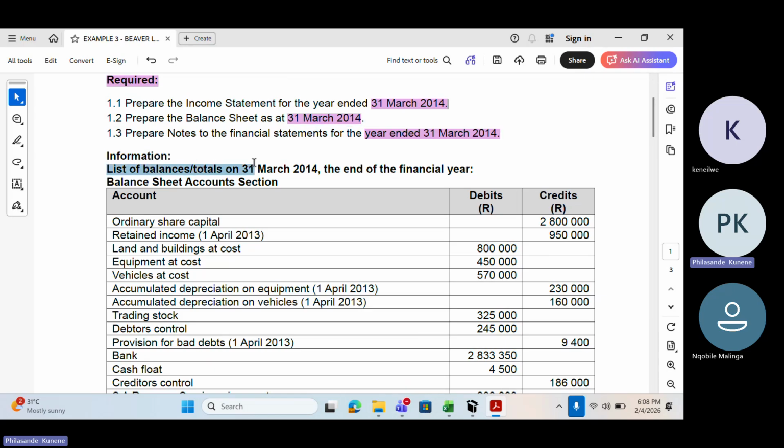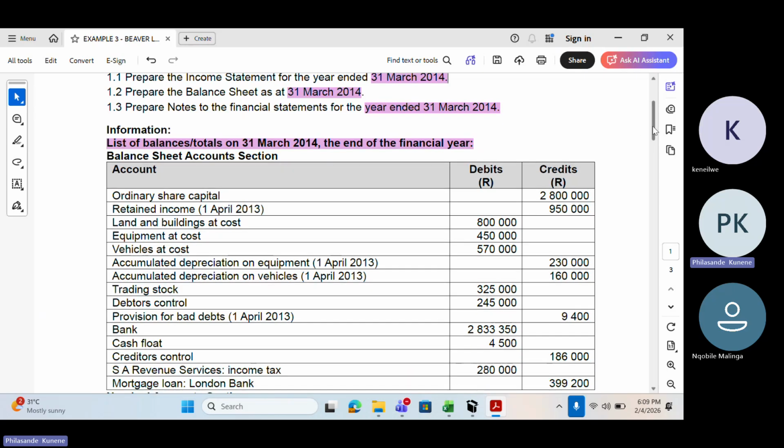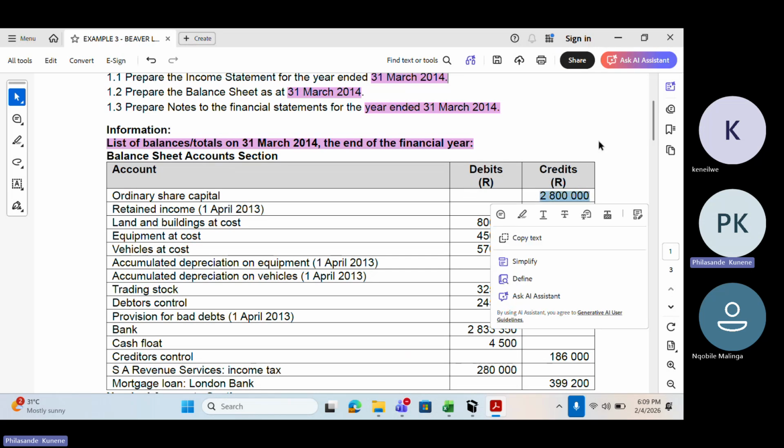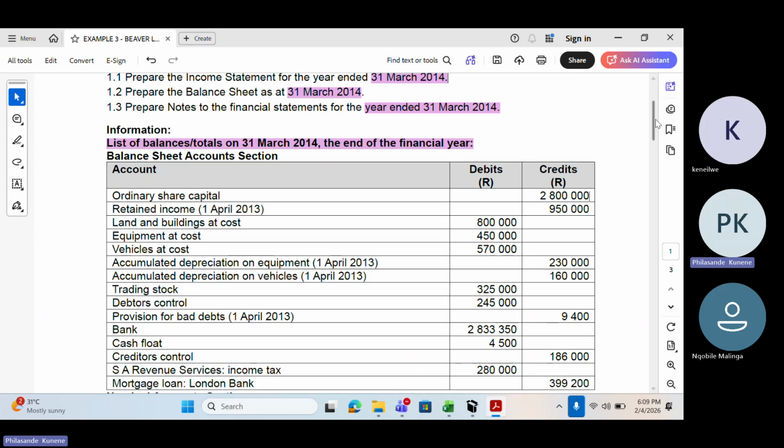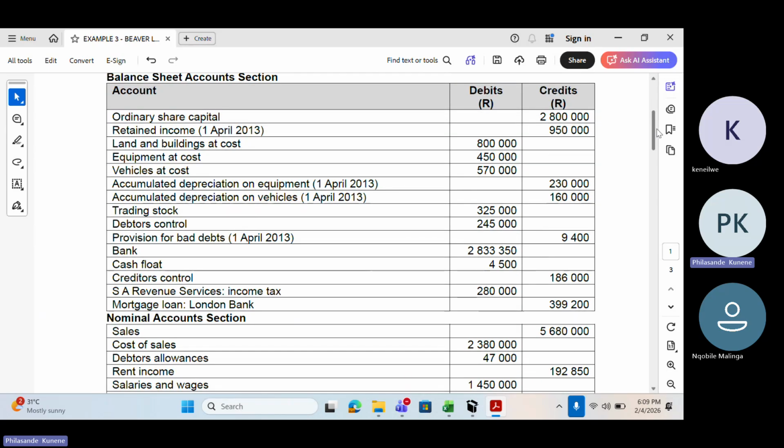Information, they're saying here, list of balances on 31 March 2014, the end of the financial year. So they provided us here with some balances at the end of the year, but some of them may not have been adjusted. So we need to process those adjustments before we can do the income statement and the balance sheet. Balance sheet account section, we have ordinary share capital here, 2.8 million. I don't know whether this is the end or the beginning, but the additional information will tell us. Retained income, 1 April, they're telling us here that this is the retained income at the beginning, 950,000. Equipment at cost, 800,000 rands.